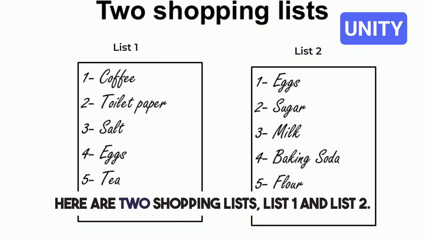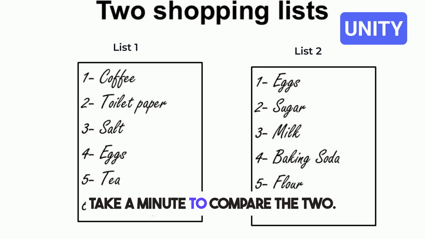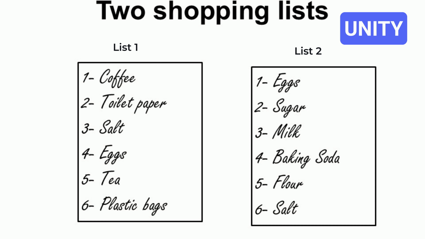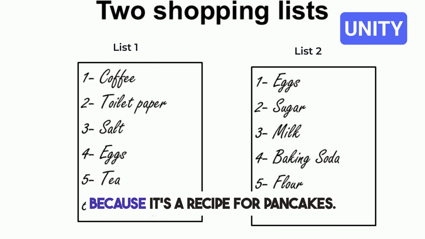Here are two shopping lists. List 1 and list 2. Which list is easier to remember? Take a minute to compare the two. That's right, the second one. Why? Because it's a recipe for pancakes.